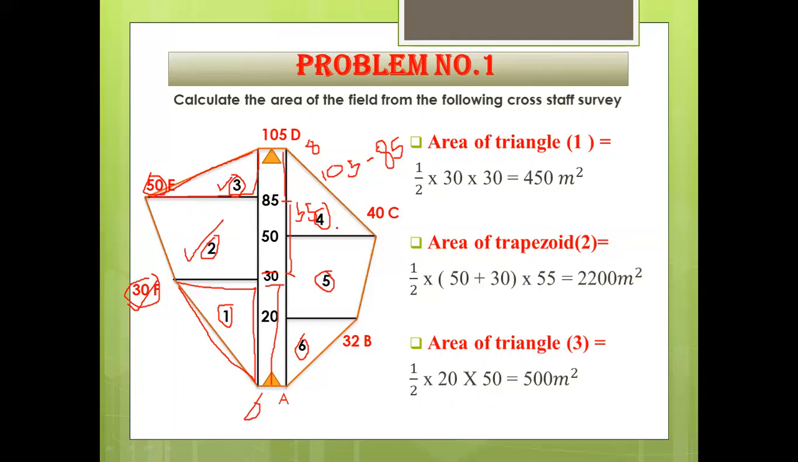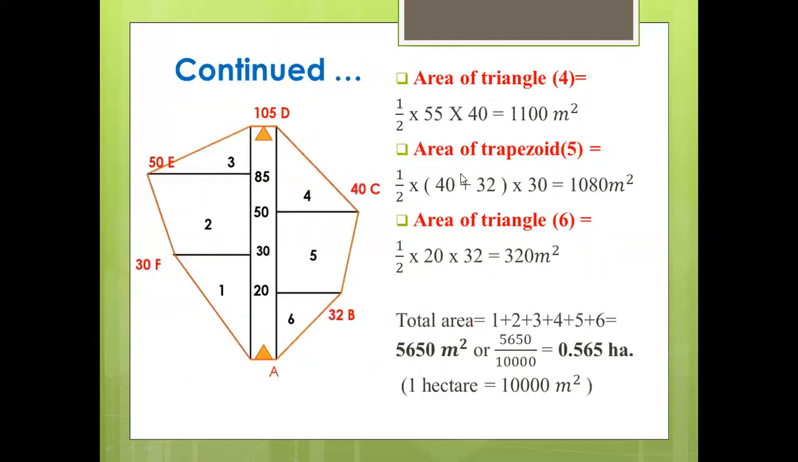Then next go to the next area, that is also a triangle. The fourth part you can see here. Fourth one. So area of the triangle, that is the fourth part. So we will calculate this also.